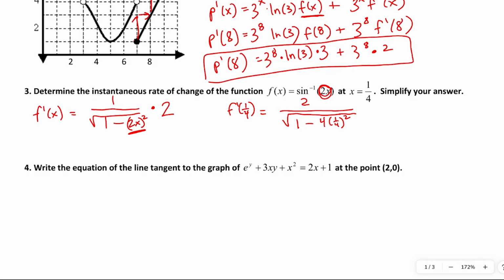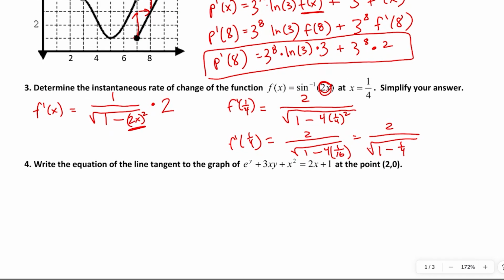It does say simplify the answer, so let's see how far we can get here without a calculator. 2 over the square root of 1 minus, let's see, a 4th squared is going to be 16, so 1 over 16. Now 4 times a 16th is a 4th. 4 divided by 16 is 1/4. So this thing's going to equal 2 over the square root of 1 minus 1/4. 1 would be 4/4, so 1 minus 1/4 would be 3/4. So we've got 2 divided by the square root of 3/4.